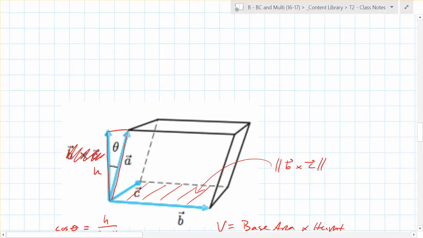So the base is a what? B cross C, not B cross C, but B and C define a parallelogram, right? Do we know how to find the area of that base? Yeah, how do you find the area of that base? It's the magnitude of the cross product. So if you cross B and C or C and B, and you take the magnitude, can you find the area of the base? The formula for a parallelogram we're going to use is literally base times height.